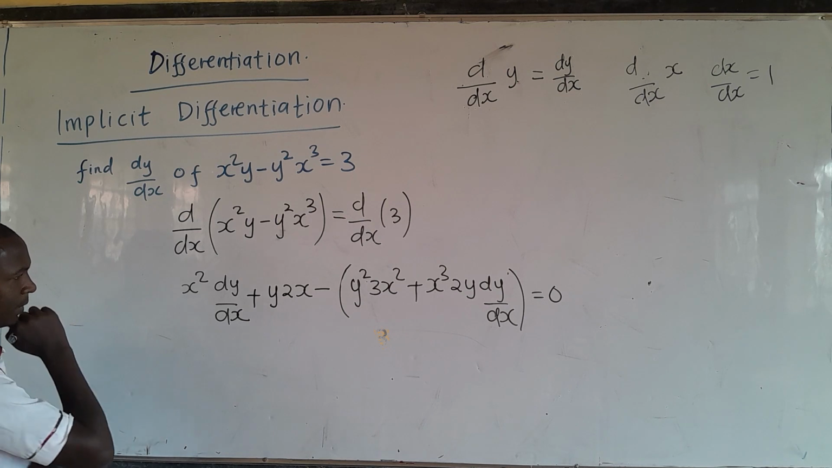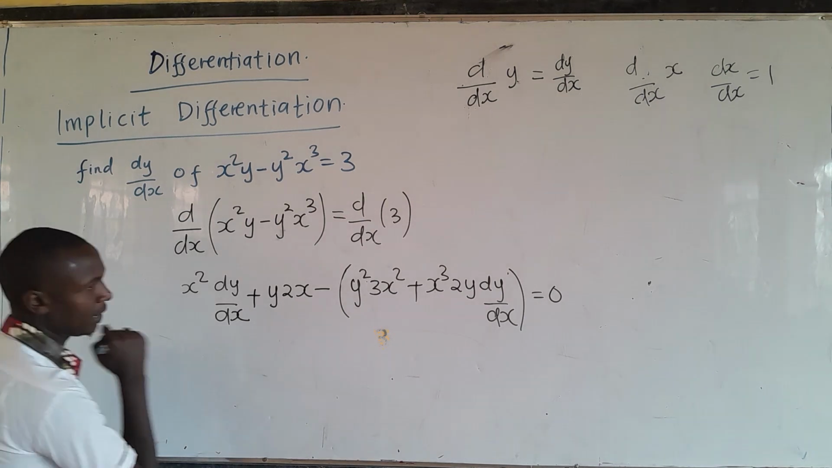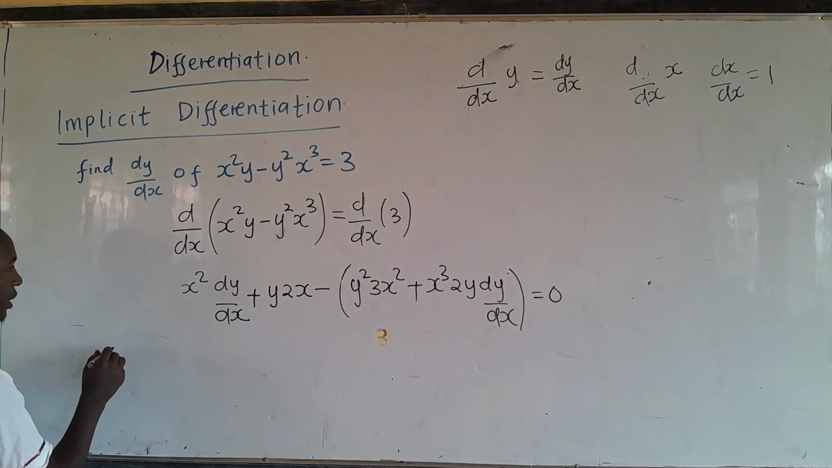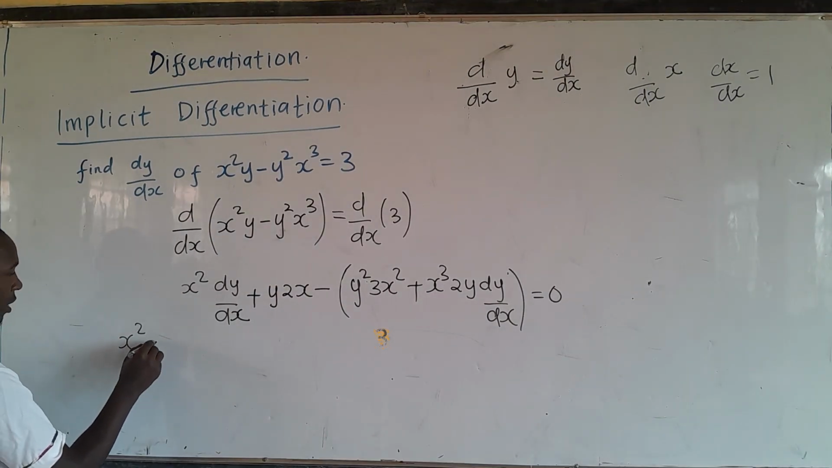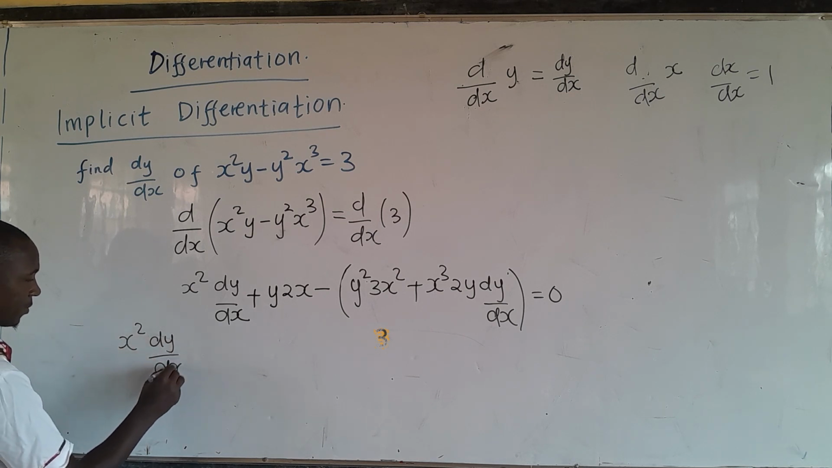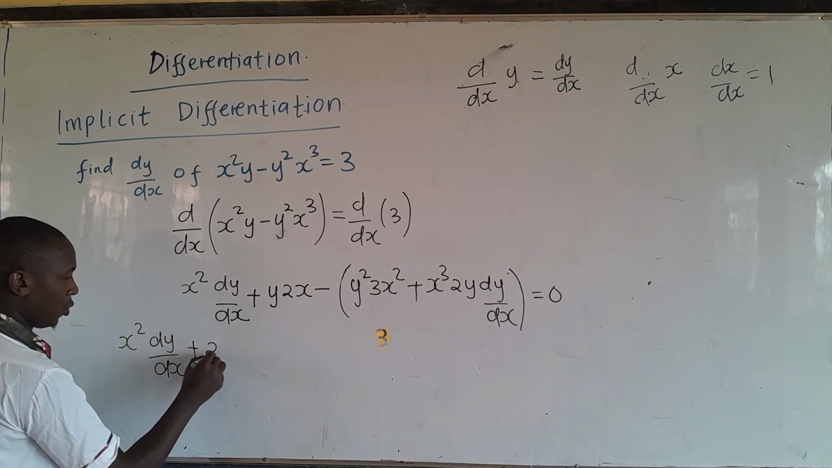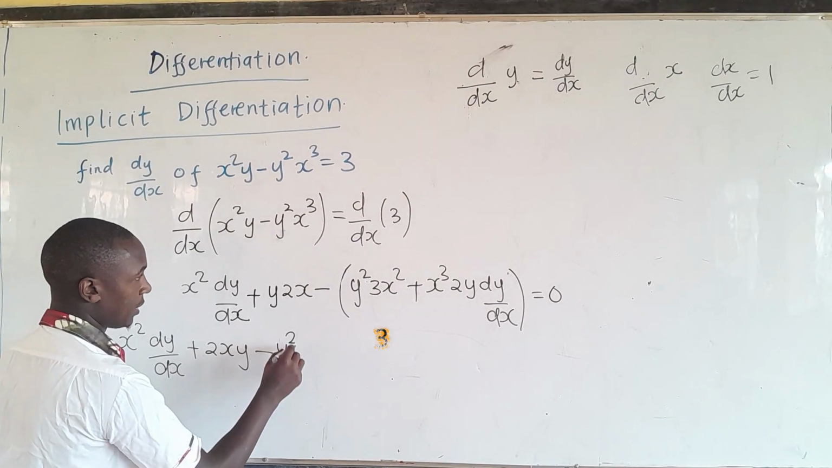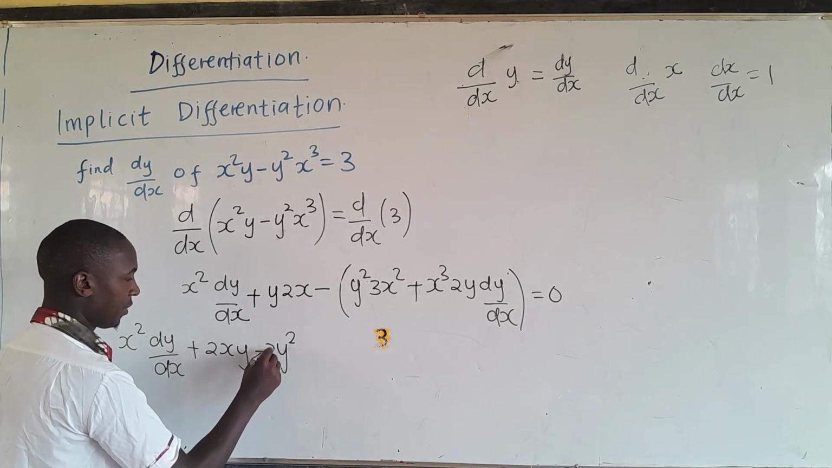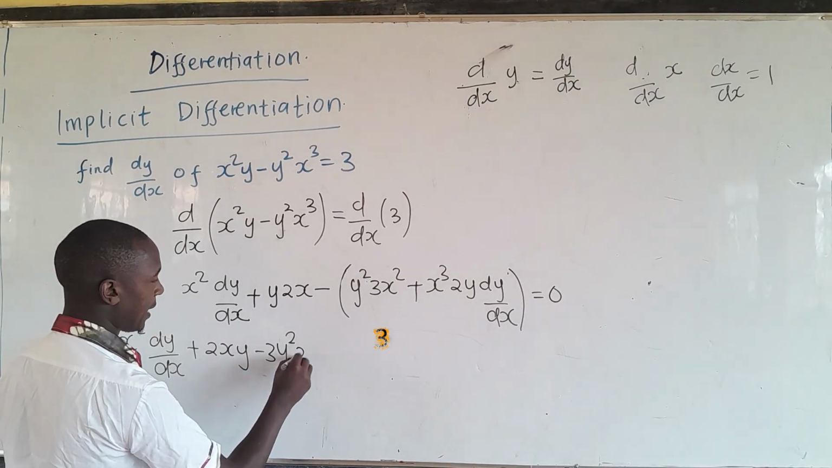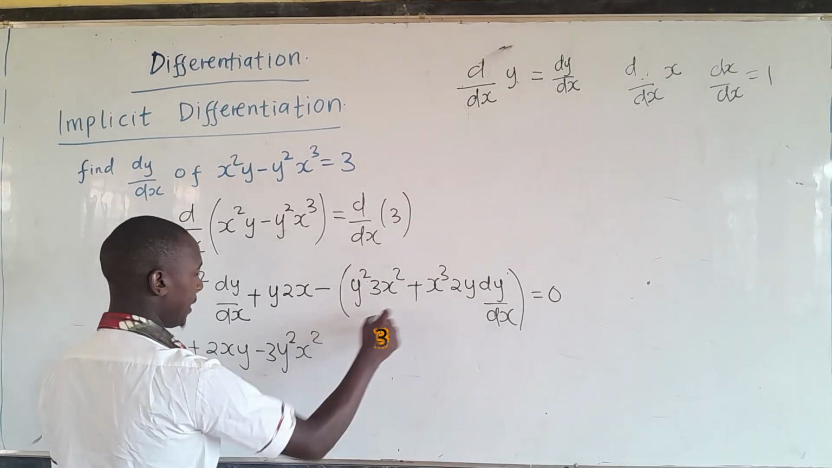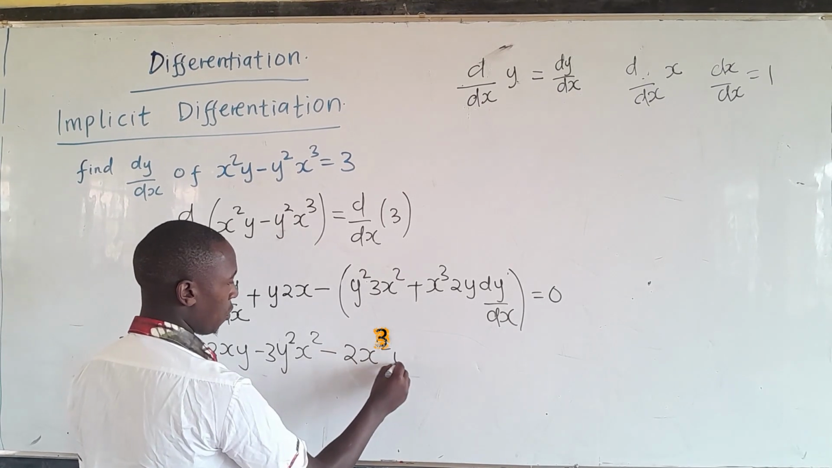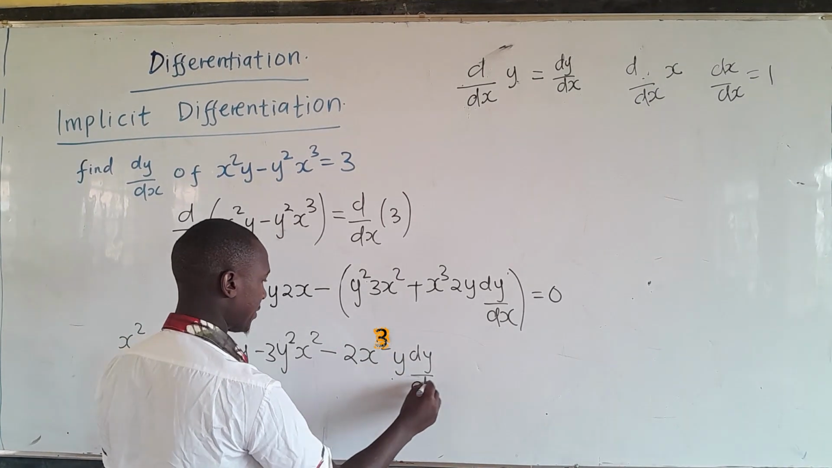Right, so let's see. How many terms do we have? First of all, let us open this bracket, because this is going to be definitely a negative. So that is going to be equal to x squared dy over dx plus 2xy, minus y squared, let me start with a constant, 3y squared x squared. Now this is going to be a minus 2x squared y dy over dx.